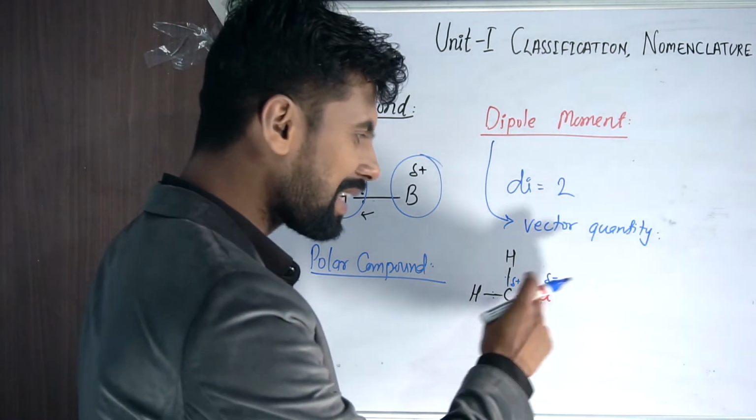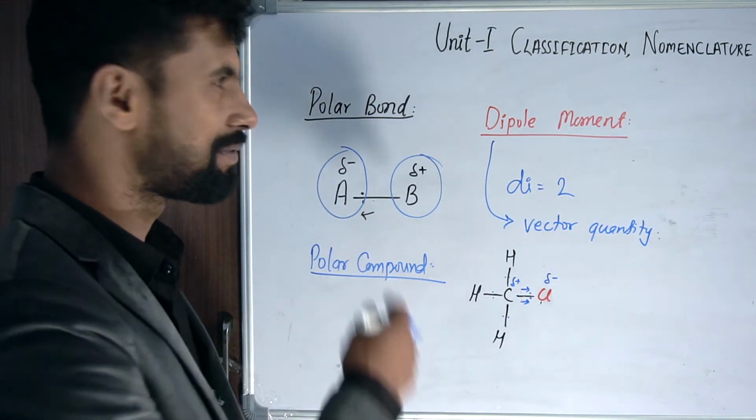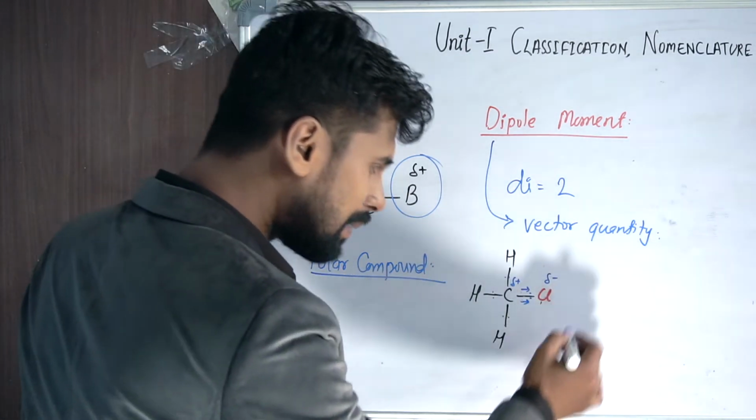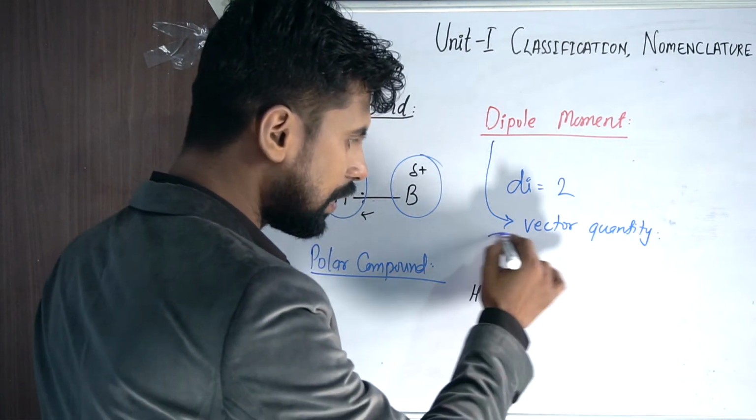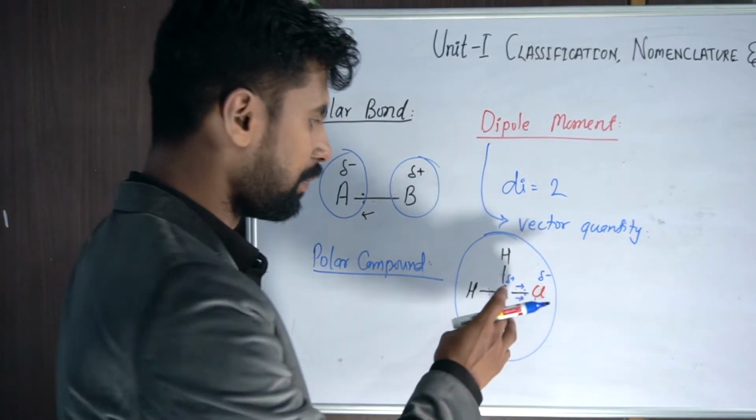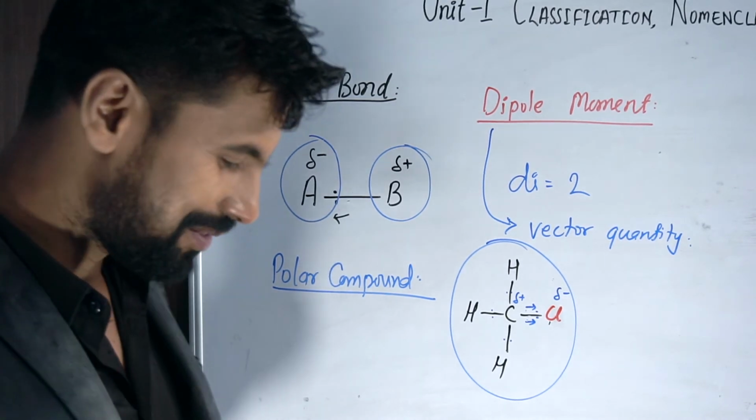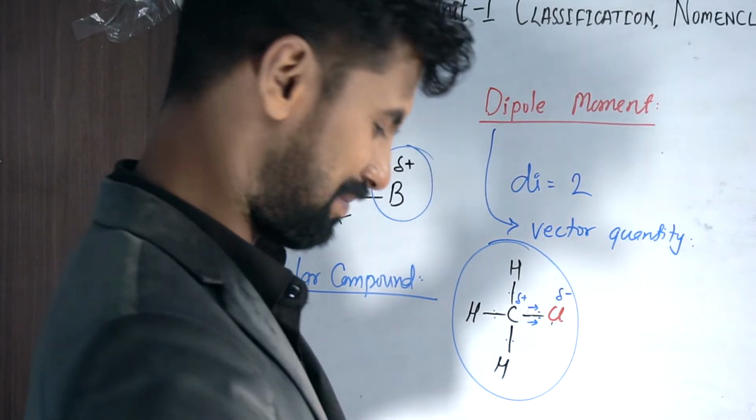And this type of bond is called what? Polar bond. We have just seen this, right? So this compound or molecule has a polar bond. That's why this is called a polar compound. Now I will give another example.